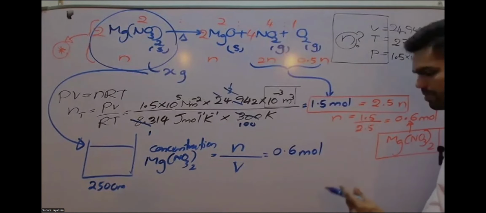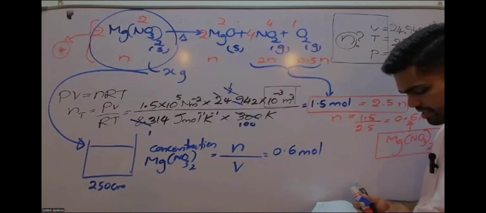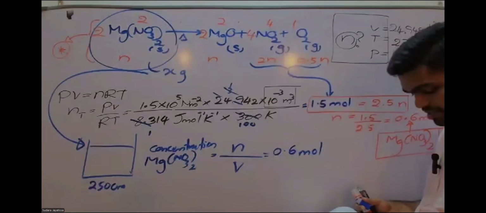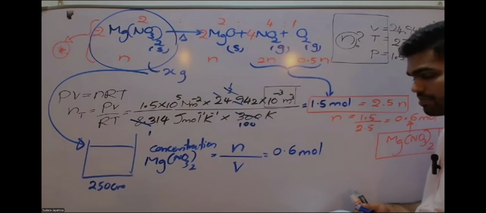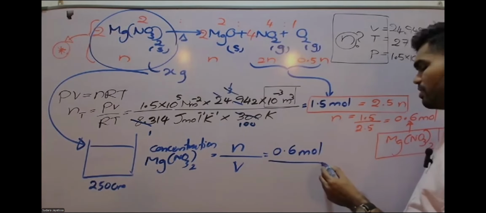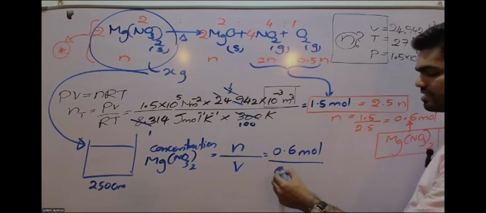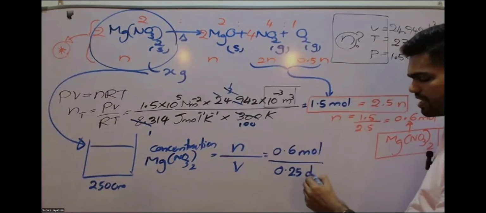I can understand now. Why did you get 0.6? No, but it is 0.6, no? Yeah, some of you got the answer as 0.5 or something, no? As I remember. So anyway, we are going to divide it by the volume, which is 0.25 decimeter cube.